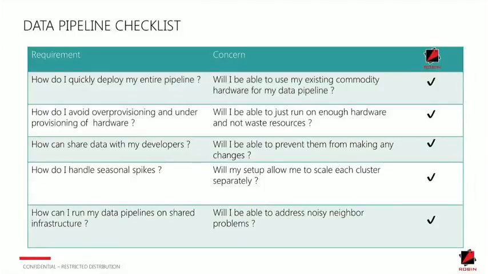So, summarizing what we started with: will you be able to use any existing commodity hardware for your data pipeline? With Robin, you can, because we are a software-only solution that is installed on the existing commodity hardware. Will you have enough resources? Yes, you can, because you can scale up and scale out. We make sure by consolidation that you have enough resources to run all your applications.